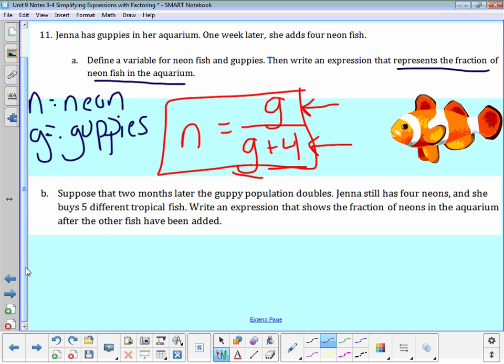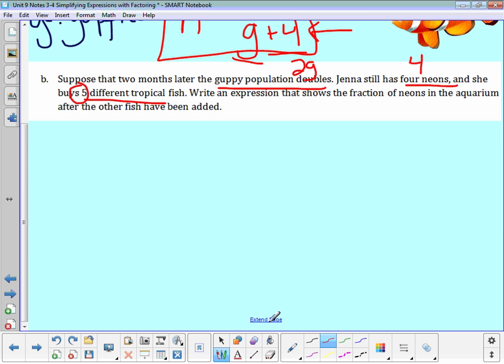Next, let's take a look at part B. 2 months later, the guppy population doubles. So now instead of using g, I'm going to use 2g. Jenny still has 4 neon fish, so that's still going to be 4, but she adds 5 different tropical fish. So we have to add 5 fish to our total. Write an expression that shows the fraction of neons in the aquarium after the other fish have been added.